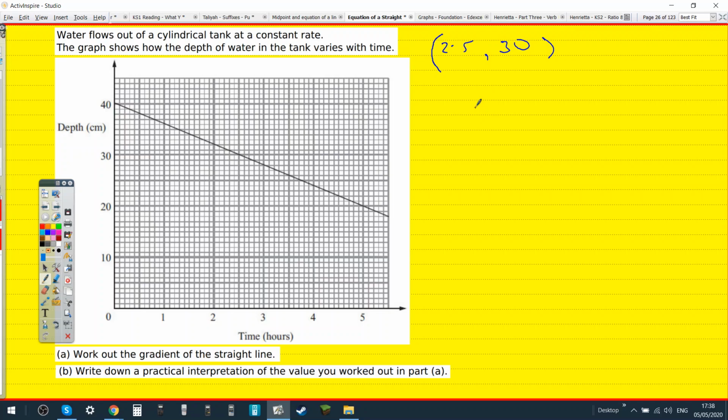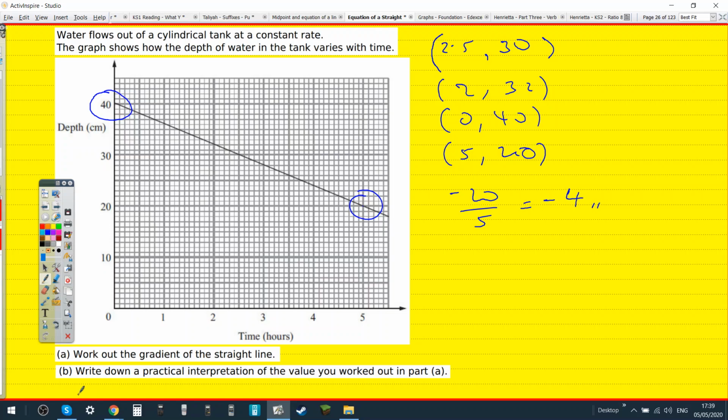Yeah. And can you find another? 2 and 32. Yeah. What you'd usually do is pick the end and the beginning. So how about this one? That's 0, 40. And a kind of easy one looks like here, that's 5, 20. You would use those to get the gradient. So that's going to be minus 20 over 5. So this gradient is minus 4.